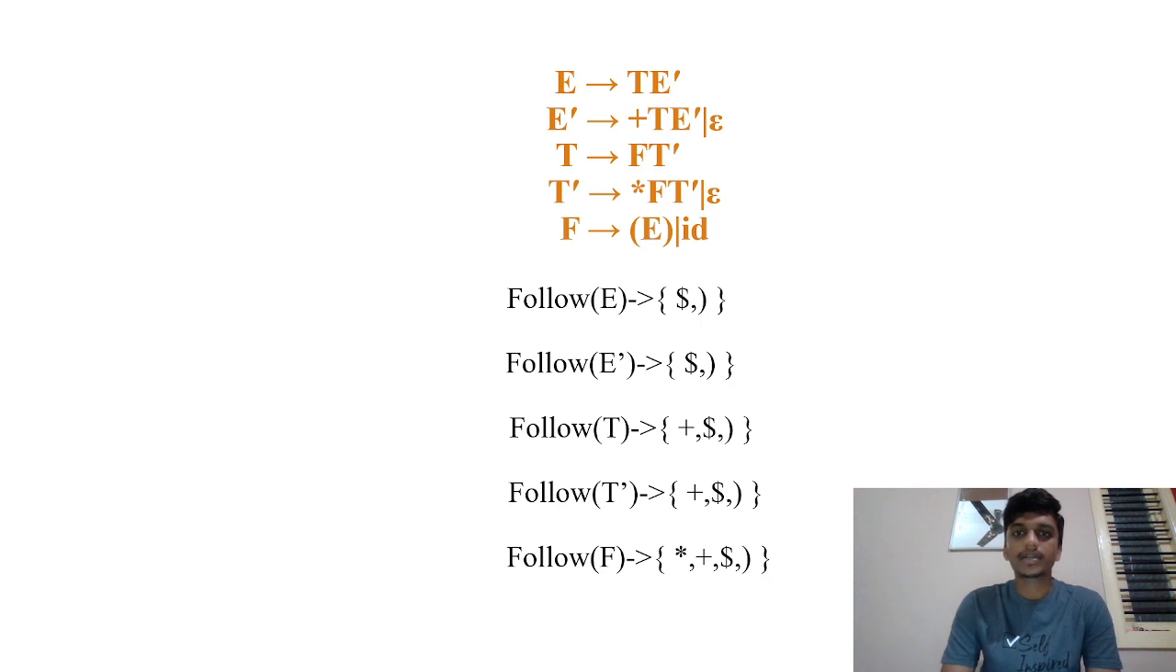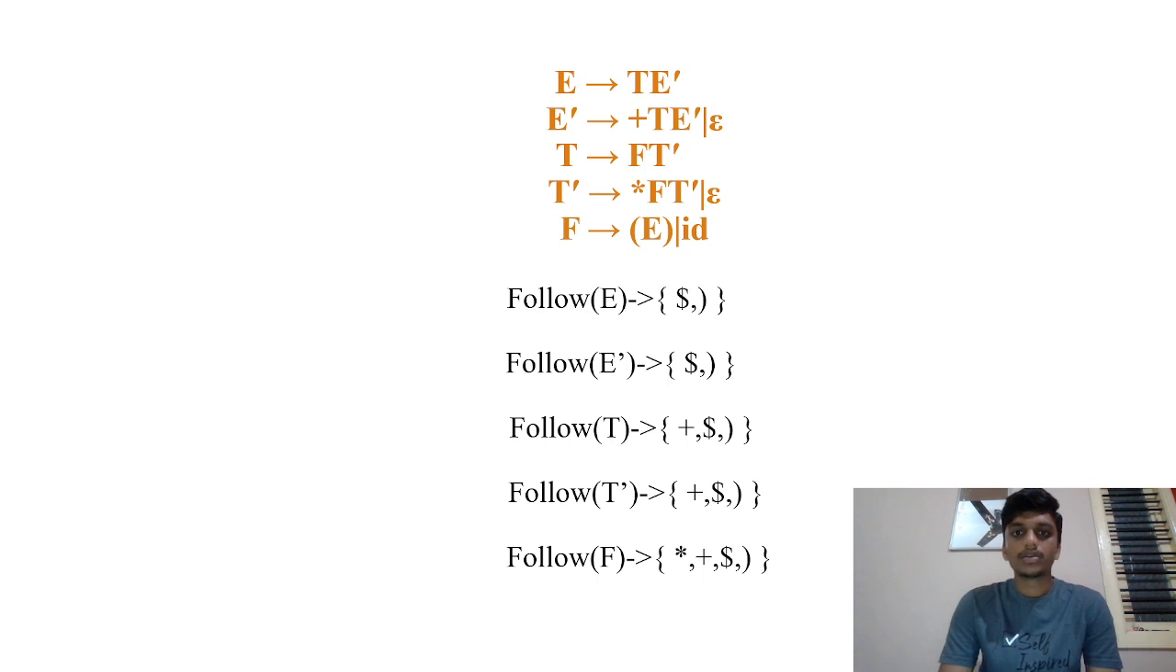Now let us construct follow for the grammar. For constructing follow, we have to look at the non-terminal in the right hand side. If we have the non-terminal in the right hand side, we have to consider that production and then solve according to it. Follow of E. As we know that E is the starting symbol of the grammar, so we have to consider dollar symbol for E.